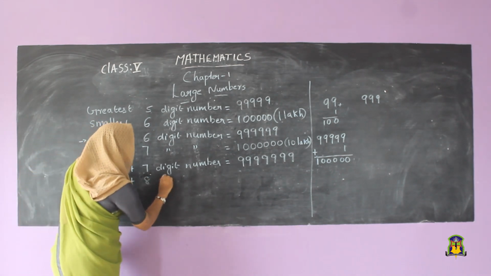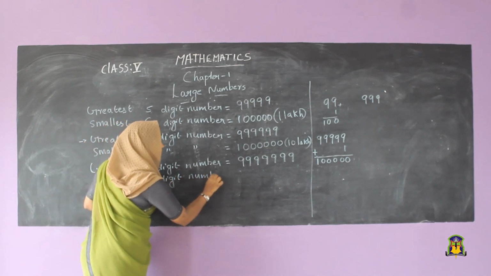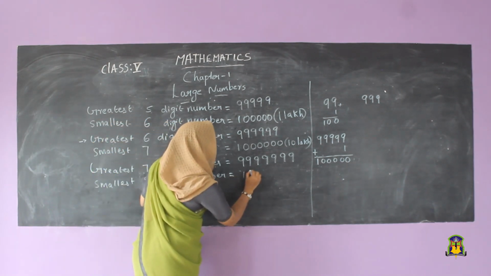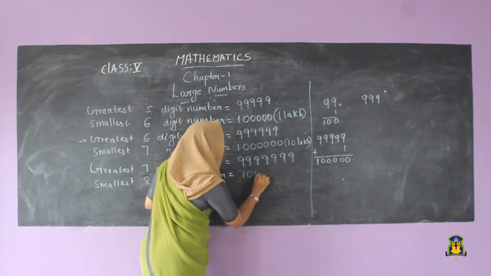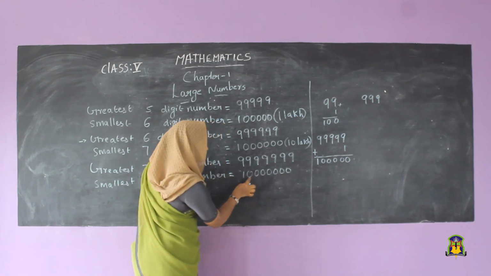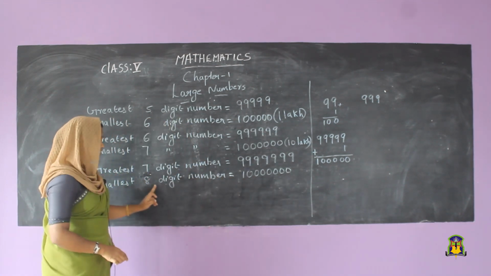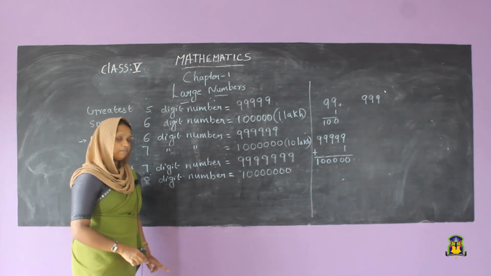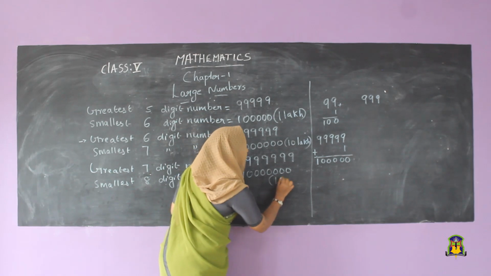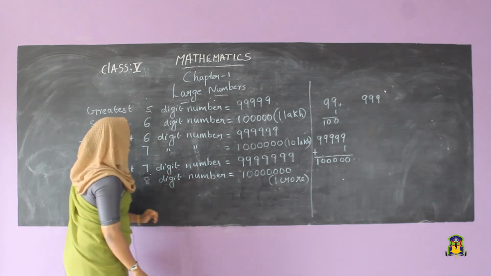8-digit number. How many zeros will be there? 7 zeros and 1. It includes 8 digits. That is the smallest 8-digit number. Now we can call this number 1 crore. Okay, 1 crore.